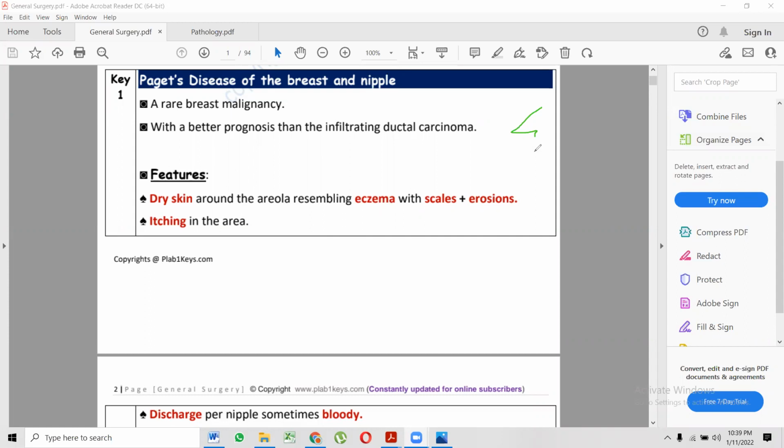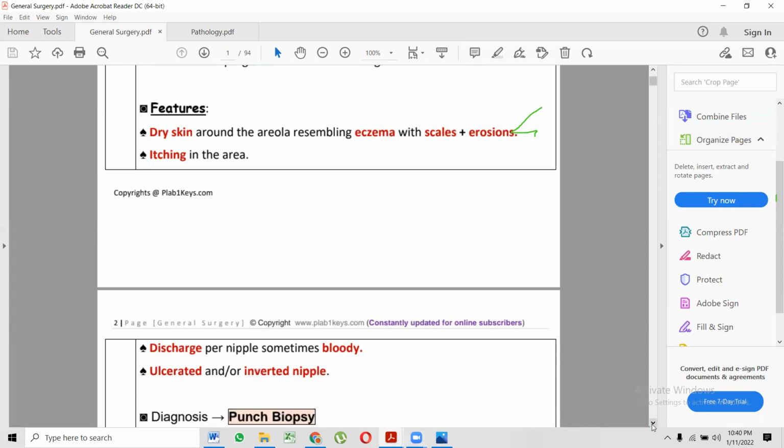What are the features of Paget disease? Paget disease will present to you as eczematous changes around areola with scales, erosion. What are eczematous changes? Eczematous changes means dry skin with itching around the areola. And as it is a breast malignancy, so there will be discharge from nipple as well, which is sometimes bloody, ulcerated, or inverted nipple.